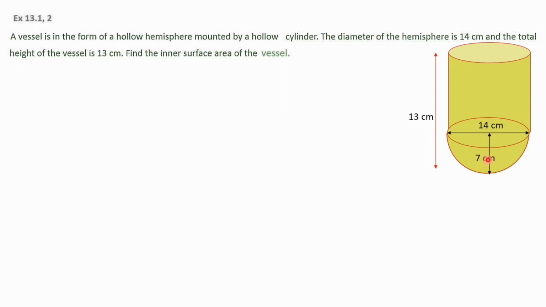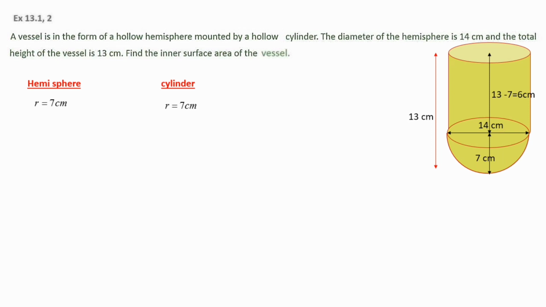We can mark all these things in the diagram so that it will be easy for us to calculate. Now this length is 7 centimeter, in the sense it is easy to calculate the height of the cylinder. The total height is 13. From 13 if you subtract 7 we will get the height of the cylinder. So the height of the cylinder is 13 minus 7, that is equal to 6 centimeter. Now let's write down the shapes' measurements separately. First of all, hemisphere radius is 7 centimeter.